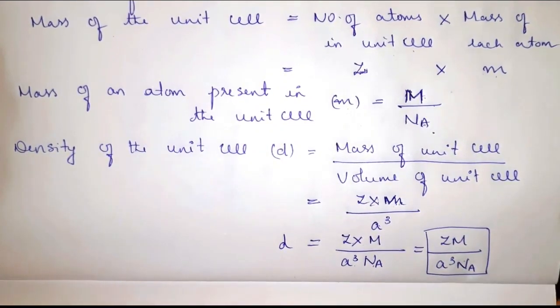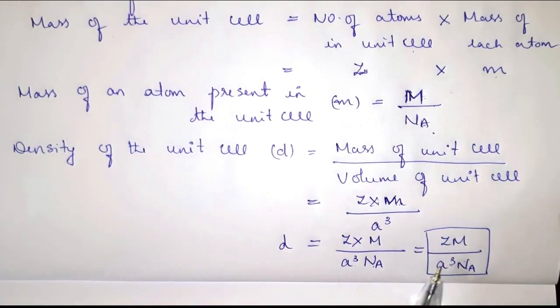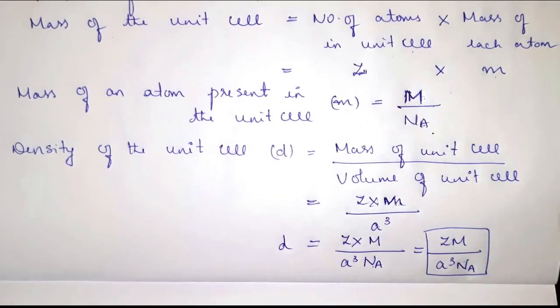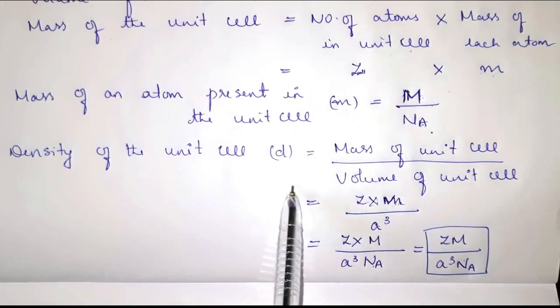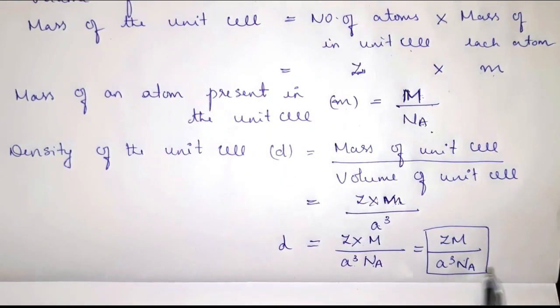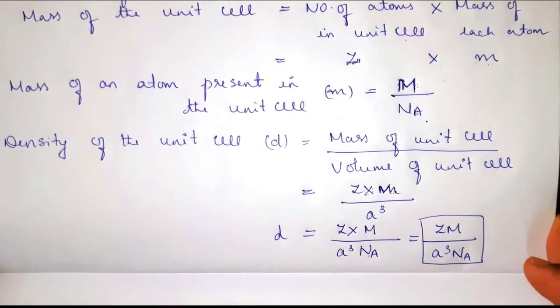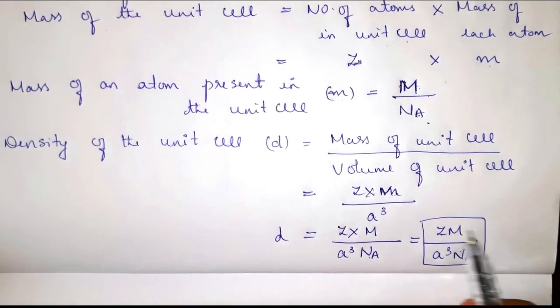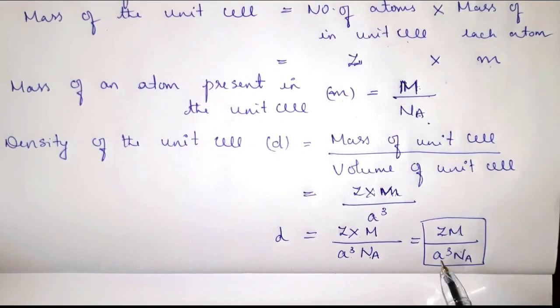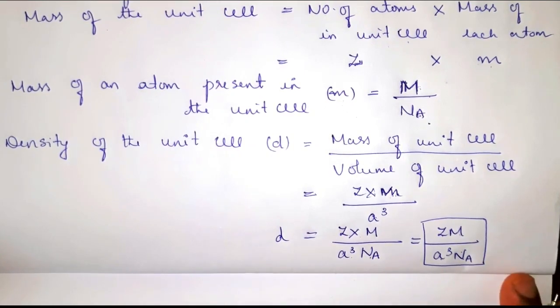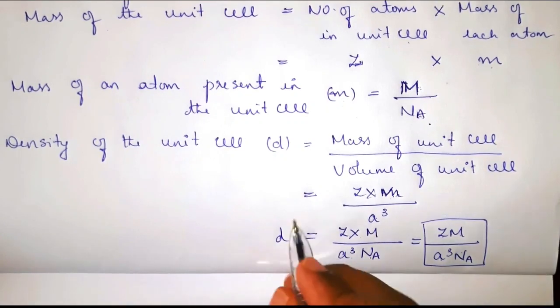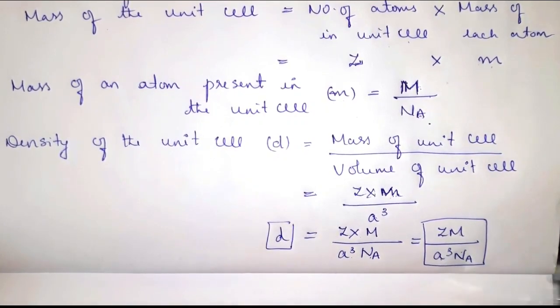What you have to study here is, you just have to remember this formula. This derivation is not important. You don't have to study the way you got this formula. You just have to remember that density is equal to Zm by a cube Na. Z is the number of atoms in a unit cell. Capital M is the molar mass. a cube is the edge length cubed. Then Na is the Avogadro number.